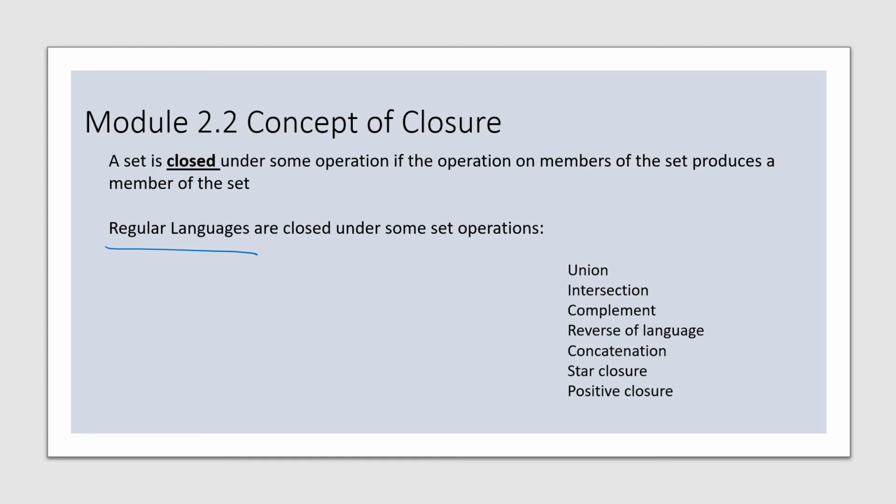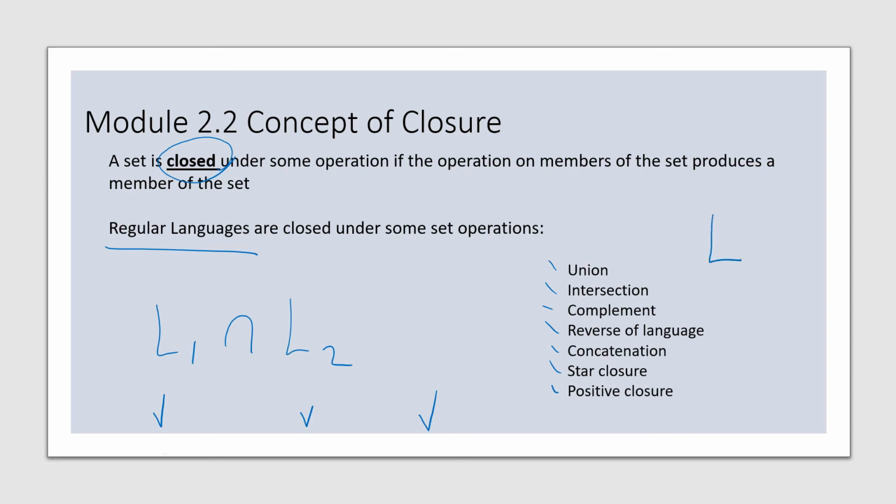So what is this concept of closed? The concept of closed means that if I perform any of these operations on a regular language, the resulting language is still going to be regular. I repeat, if I have two languages, L1 and L2, and L1 is regular and L2 is regular, and I union L1 with L2, then the result is also going to be regular. Same thing if I take the intersection of L1 and L2: that one will also be regular.